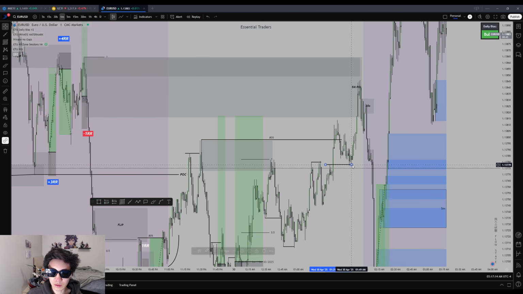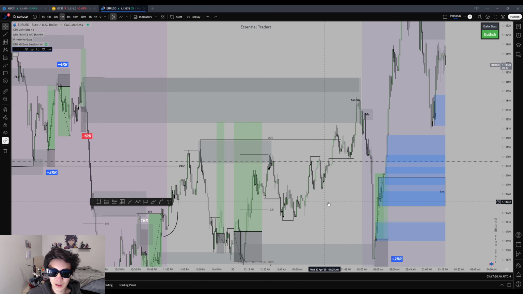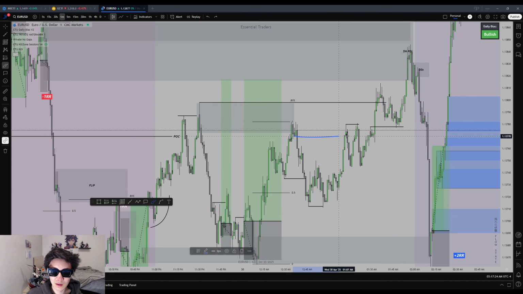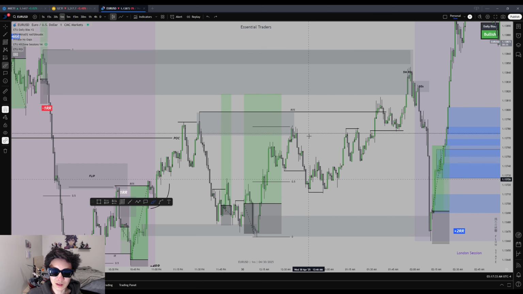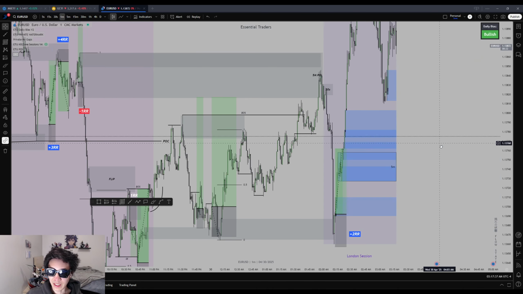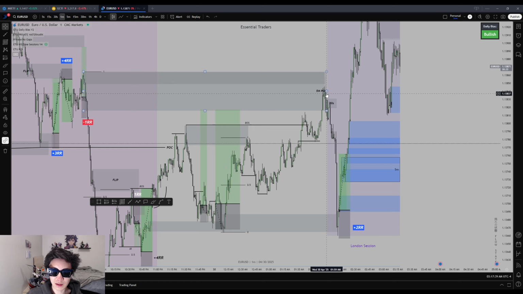And of course here we mitigated, we tapped into a POC right here, right? And we just shot up. And again, manipulation legs in the market. We mitigate this PY here, manipulation. You should not be shorting this. Even if you see something like this, you should not be shorting this because you have a weak high right above you. So again, context is important when it comes to trading.